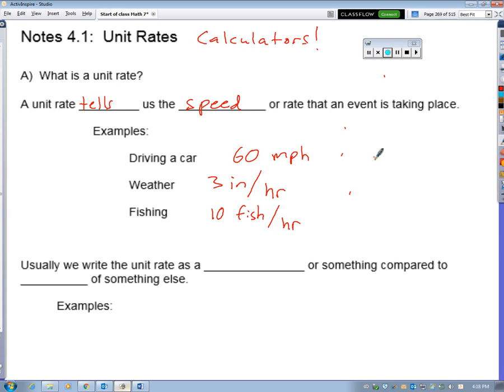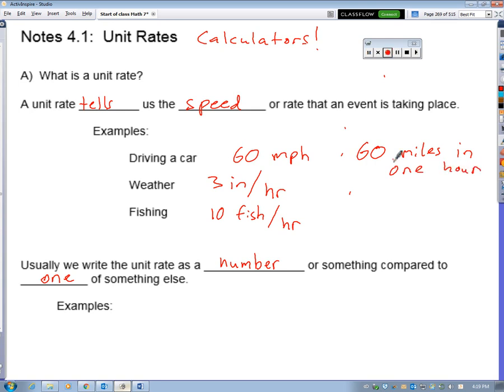And usually we write the unit rate as a number compared to the one of something else. Alright? It's written as a number and it's compared to the one of something else. Let me clear that up a little bit. Driving a car, 60 miles per hour. Alright? That's 60 miles in 1 hour.